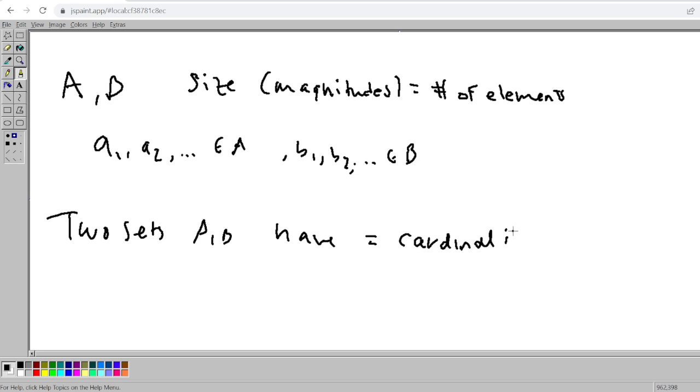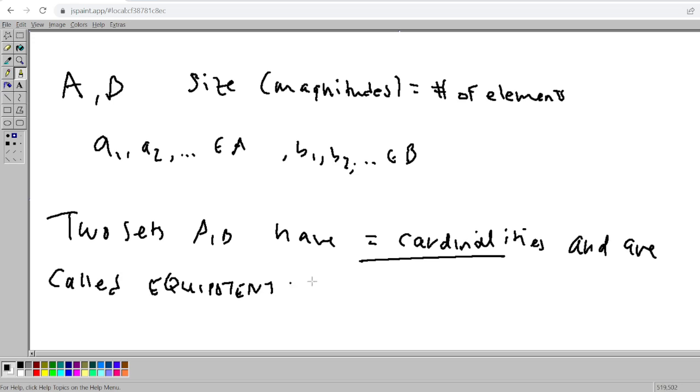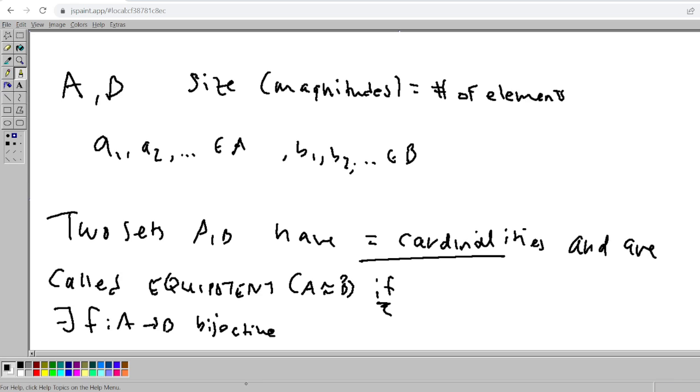I'm going to try not to write everything just because that's going to take a long time. They have equal cardinalities and are called equipotent, denoted by a wiggly equal sign, if there exists a bijective function from A to B. It's notated as the cardinality of A equals the cardinality of B, which is also denoted like that sometimes, which I find weird because that's also used for literally everything else. And as I said, A is equipotent to B.